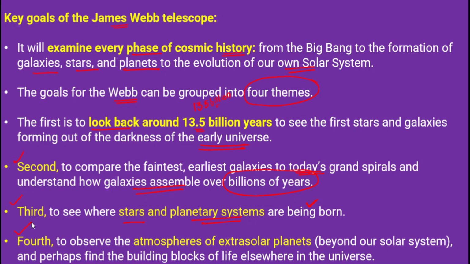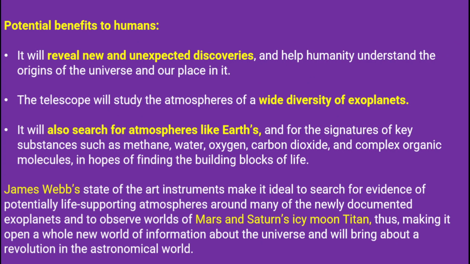So the fourth major objective is to observe the atmosphere and extrasolar planets beyond our solar system. Okay, so not just observing the atmosphere, but also the extrasolar planets, so not in our solar system. Okay, so perhaps find the building blocks of life elsewhere in the universe. Okay, so it also finds the building blocks of life. Now we still don't have enough evidence to prove that there's life elsewhere in other planets, other solar systems. So therefore James Webb Telescope has a huge role to play in this context.